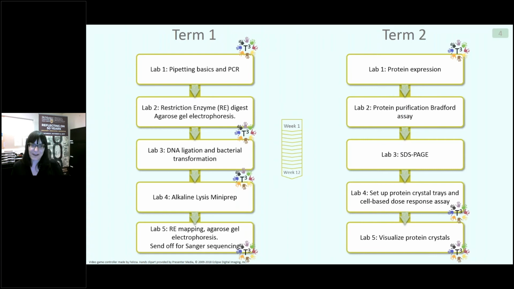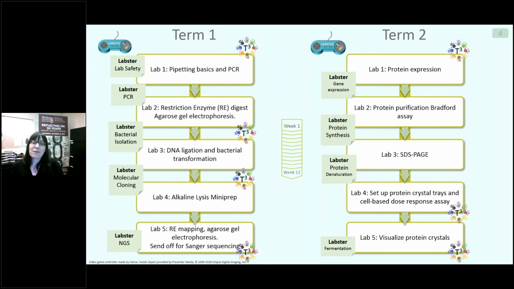So that would be another example of a team think tank. But the other thing that I've been doing is to actually map Labster lab simulations. This year I've used them in the class time, so I flipped the class times for the most part, and I've been playing these lab simulations at the same time as the students during the class time. It has been super fun.